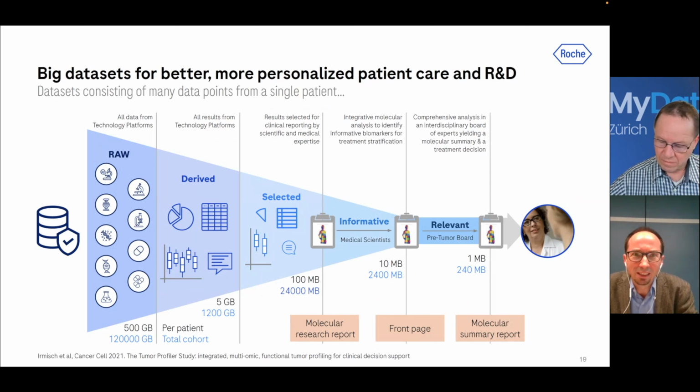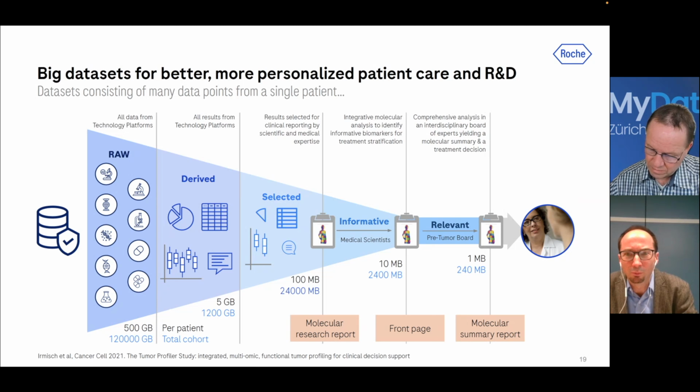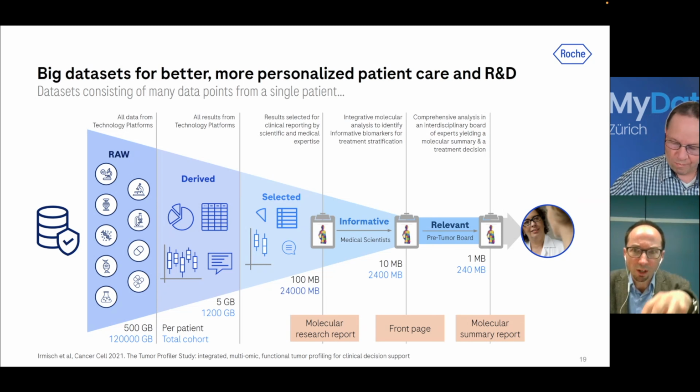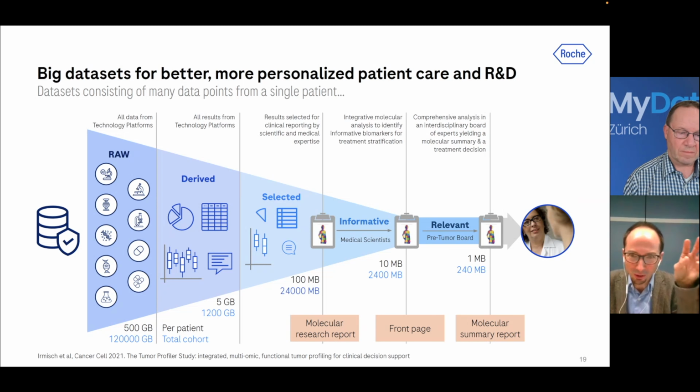We can see big data sets continuously generated from two sides in the real world. On the one hand, you can imagine more and more data generated for one individual patient. What you see here on this slide is an example from a research project done at the University of Zurich in collaboration with Roche. Here, for a cancer patient, for the diagnosis of the tumor, there was raw data generated of up to half a terabyte for each individual patient.